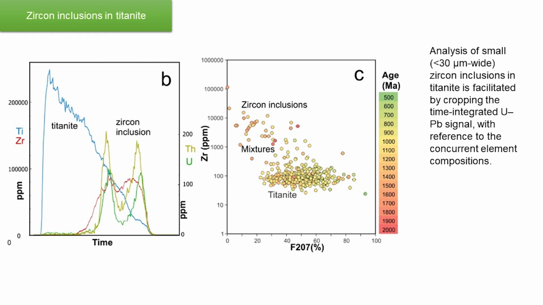Titanite, when it grows, incorporates lead. That's common lead. That gets in the way of our age interpretation. The point is we can use our chemistry through the time of the laser ablation to try and hone in on where the inclusions are and get a date for them.